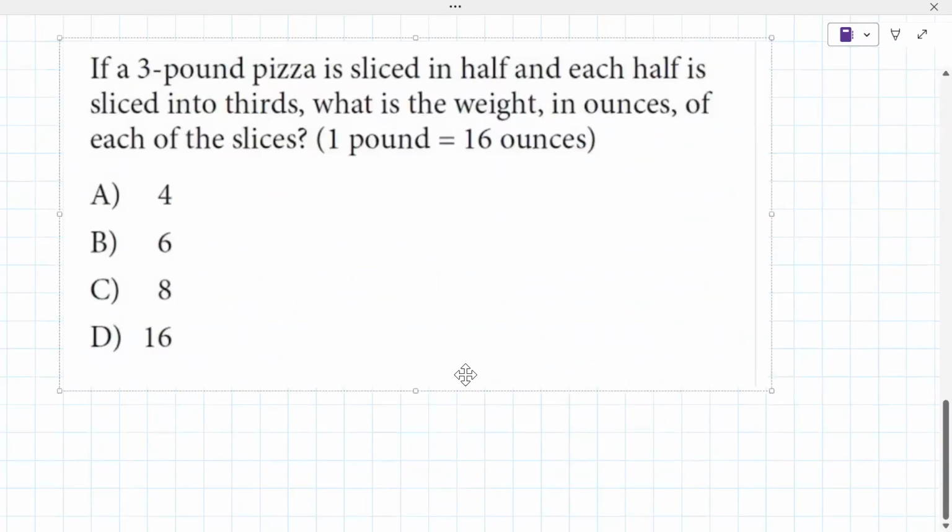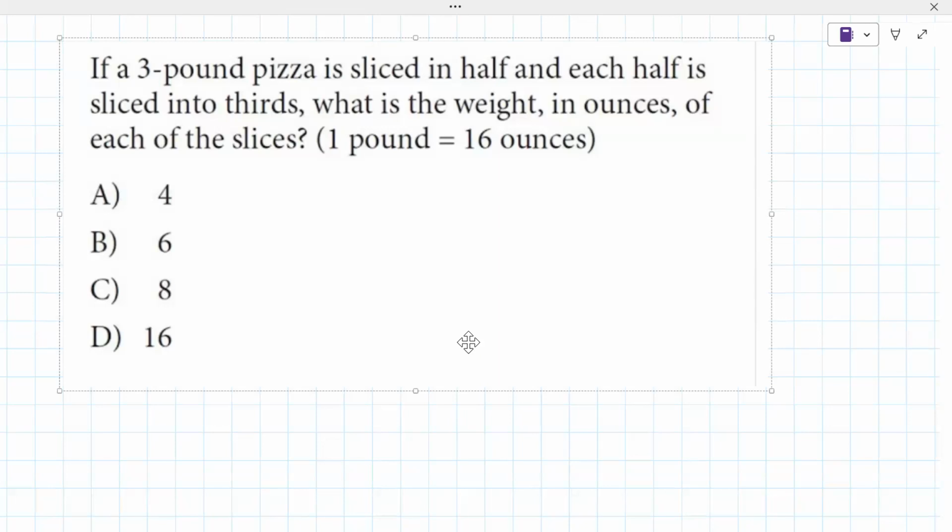All right. Go ahead and take a look at this one, please. If a 3 pound pizza is sliced in half and each half is sliced into thirds, what is the weight in ounces of each of the slices? 1 pound equals 16 ounces. Measurements are very hard. Well, try to follow the sequence of the problem.